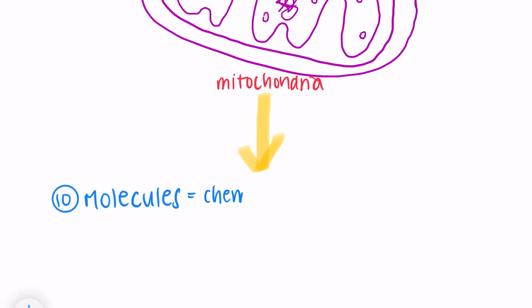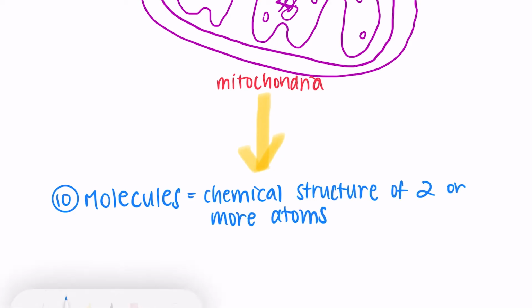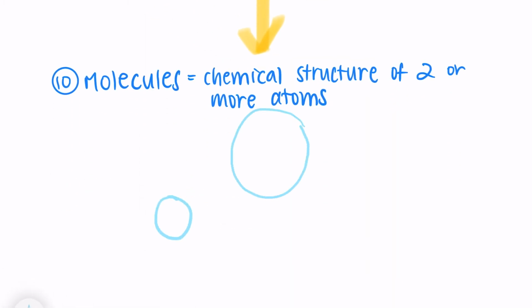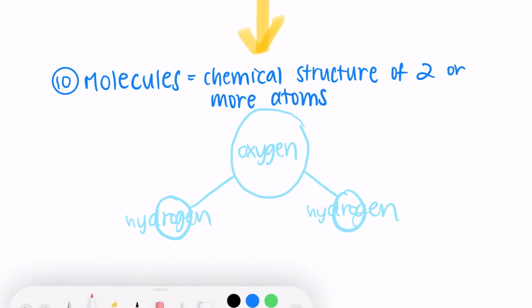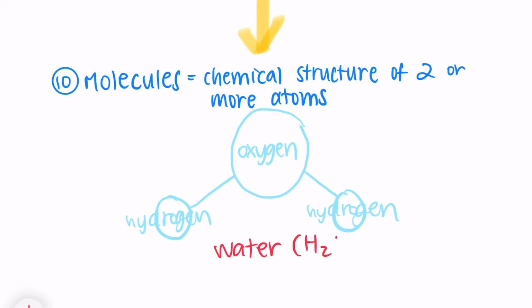Although molecules are technically non-living, they still make up everything around us. Molecules are chemical structures made of two or more atoms. For example, water is a molecule made up of 2 hydrogen atoms and 1 oxygen atom. Water can be represented by the chemical formula H2O.